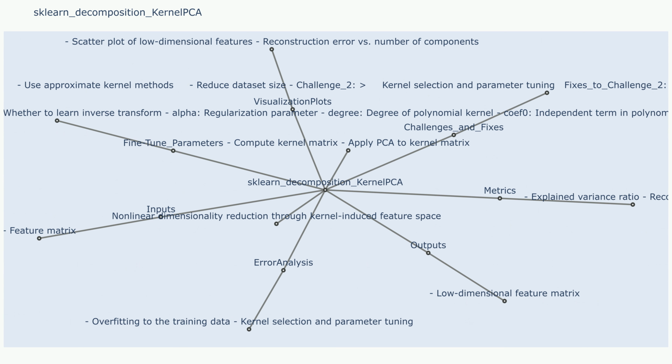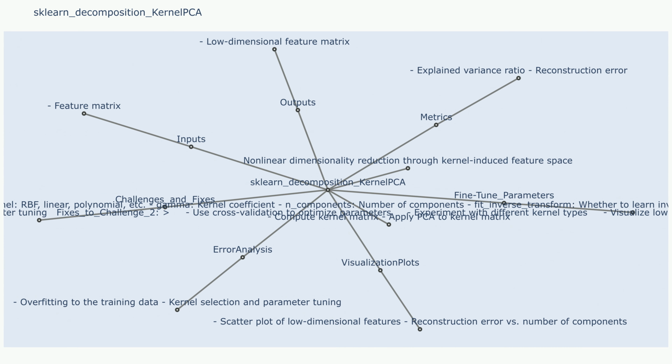Fixes to challenge 2: regularization techniques like L1 or L2 regularization can be applied to the kernel matrix to prevent overfitting. Cross-validation: splitting the data into training and validation sets and using cross-validation can help identify the optimal kernel complexity.